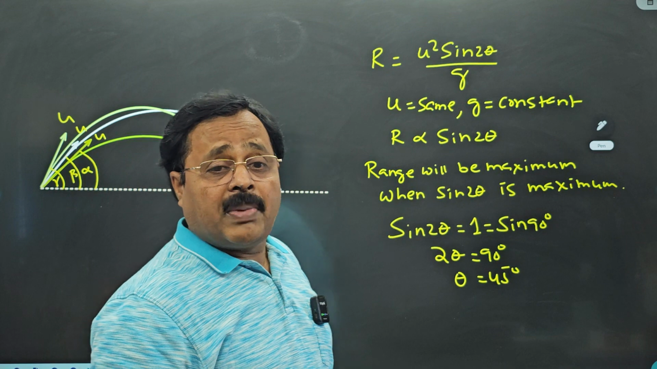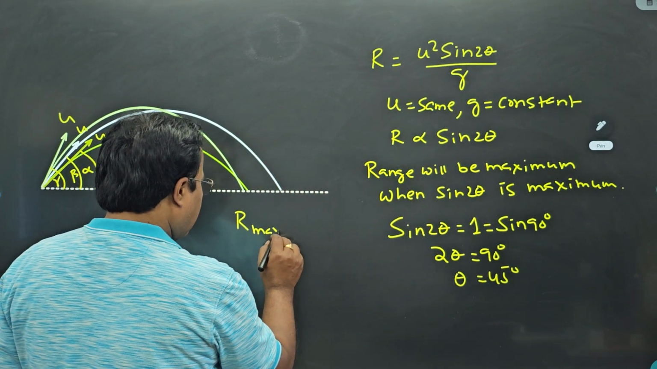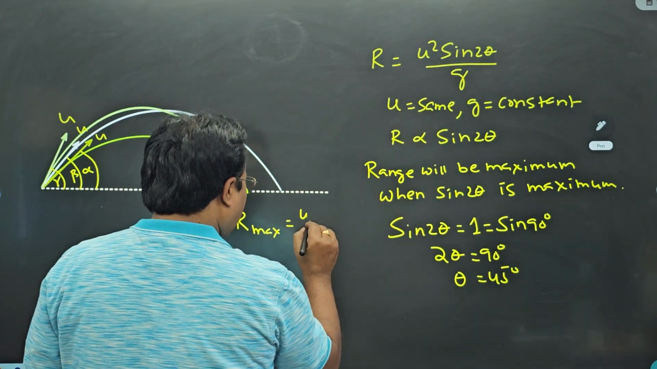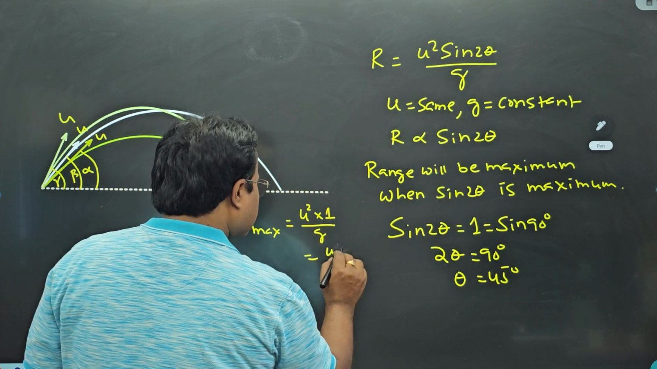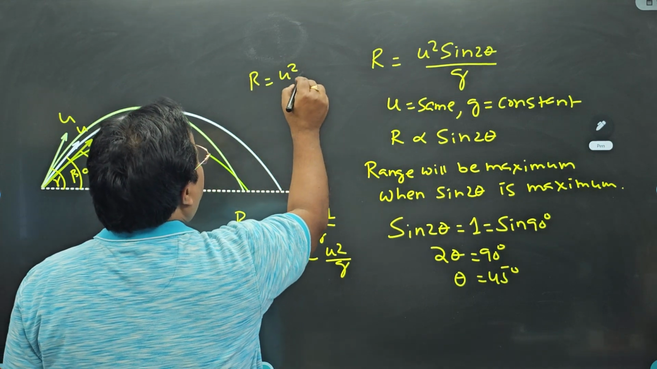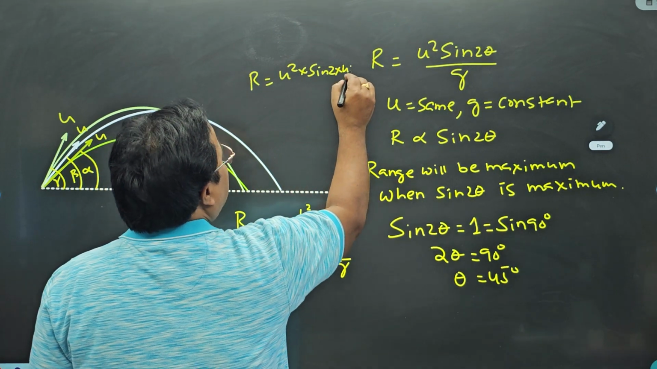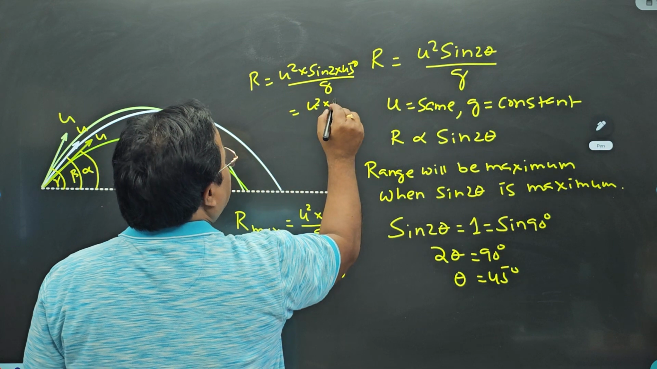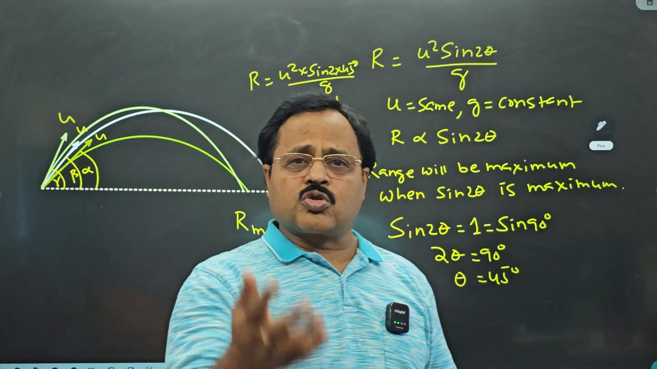Then what is the value of the maximum range? R max. Sin 2 theta is equal to 1, so R max is u square into 1 by g, that is equal to u square by g. Or you can say R is equal to u square sin 2 theta by g, with theta equal to 45 degrees. Again u square into sin 90 by g means u square by g. So maximum range is equal to u square by g.